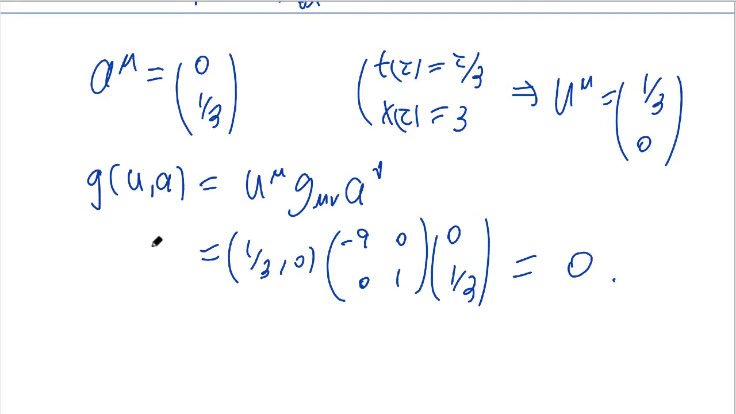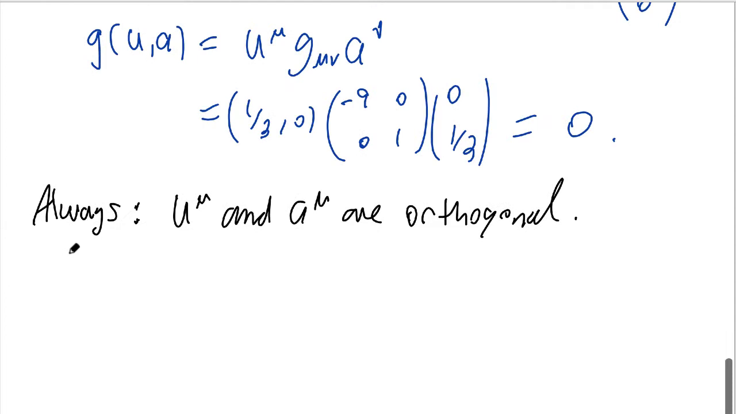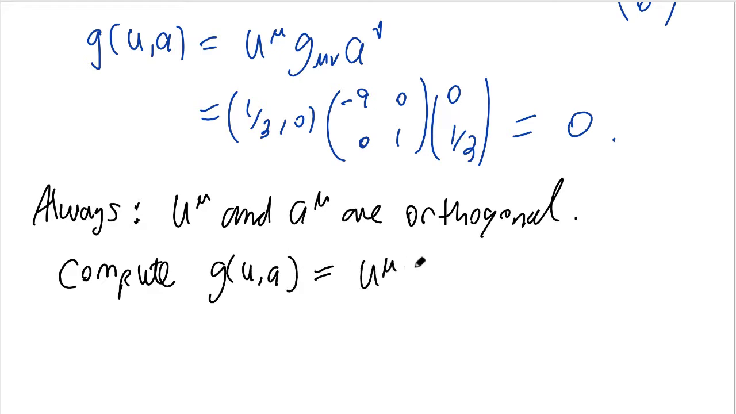Now this isn't just an accident of this particular example. It's always true that u and a are orthogonal, in the sense that they have 0 inner product with each other. We can prove this by computing the inner product in general for any world line. That's again u mu, g mu nu, a nu.